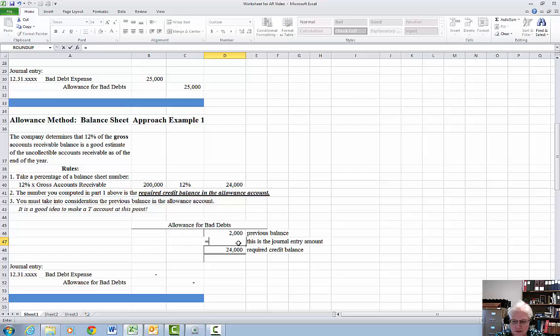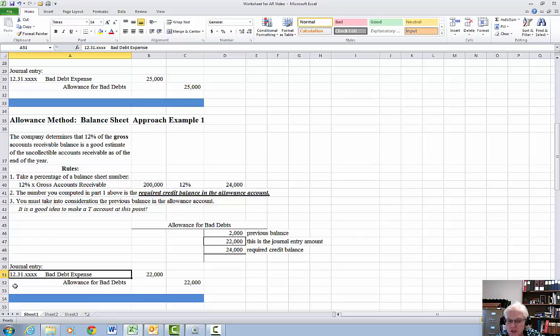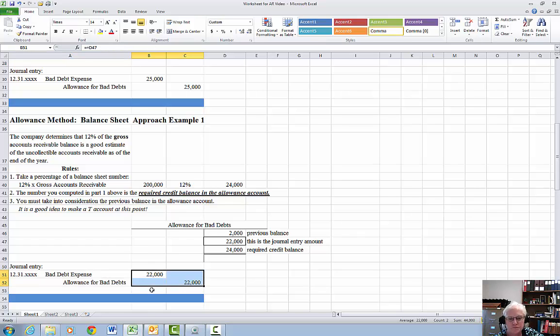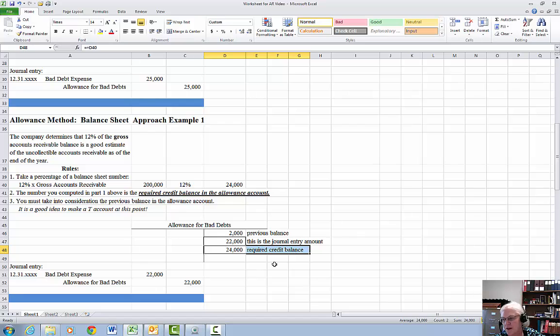So in this case, we're simply going to take the ending balance that we need and subtract the beginning balance and get $22,000, and that's the dollar amount for our journal entry, which is an adjusting entry at the end of the year. We debit bad debt expense, credit the allowance, $22,000. So now the net realizable value is going to be the cost of accounts receivable at $200,000 minus the allowance, which is $24,000, and the difference is the net realizable value.